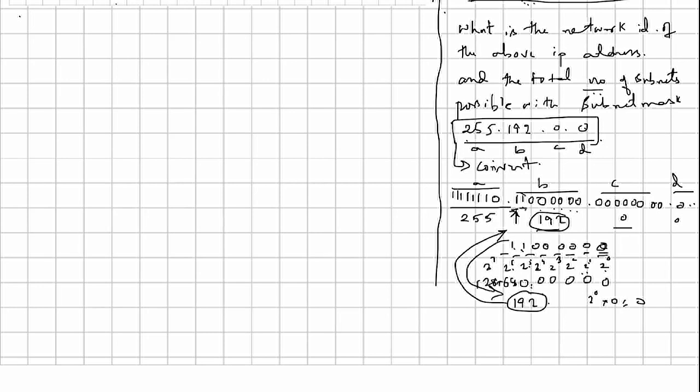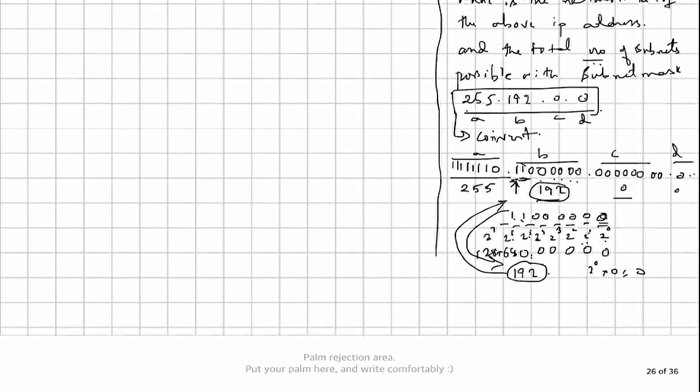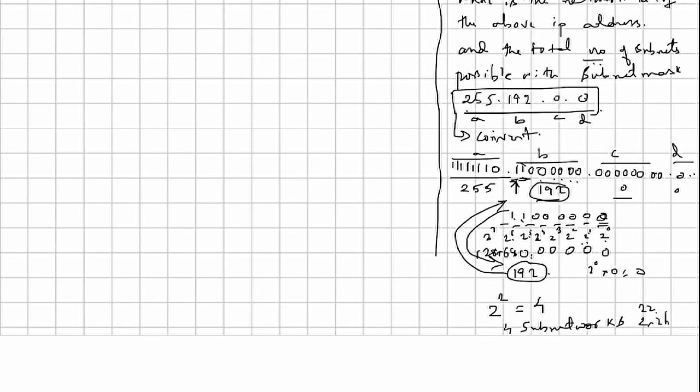So since there are 2 network bits here, what is the possible number of subnets? Since only 2 bits have been borrowed, 2 power 2 is equal to 4. So 4 subnetworks are possible here. And the total number of hosts is 2 power 22 minus 2 hosts available here. I will write it again here, 2 power 22 minus 2 is the hosts, and this is the subnetworks available here.